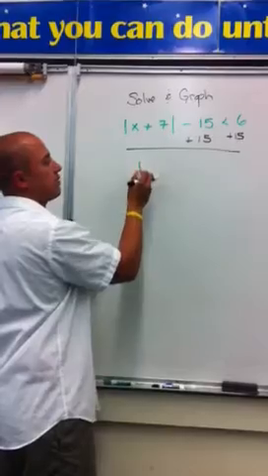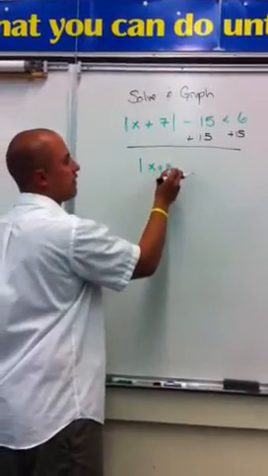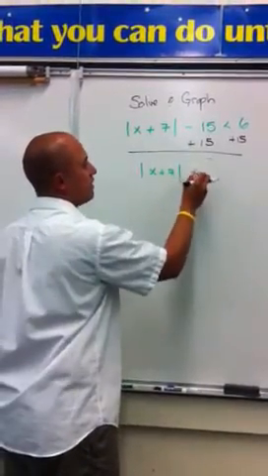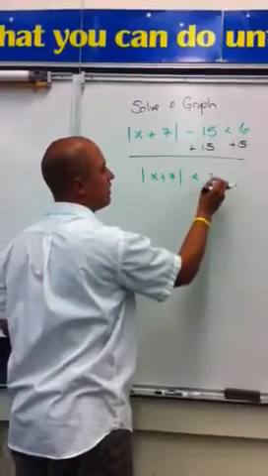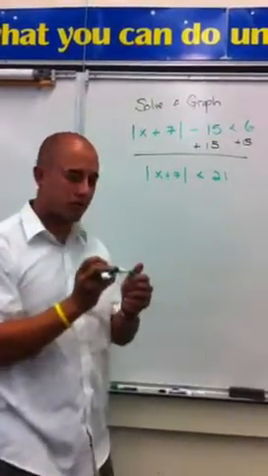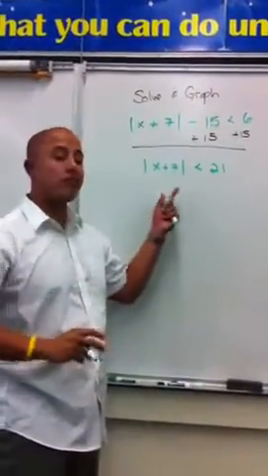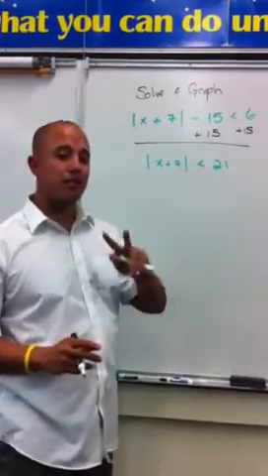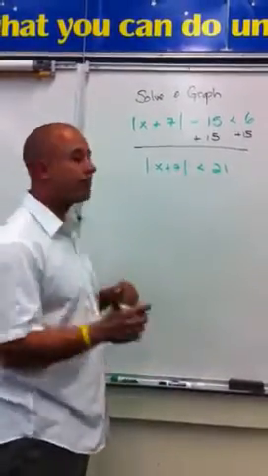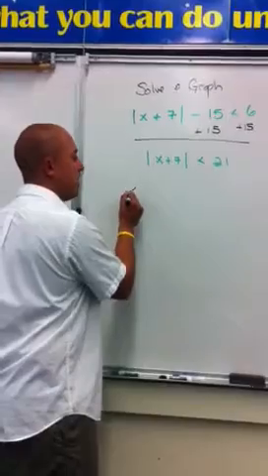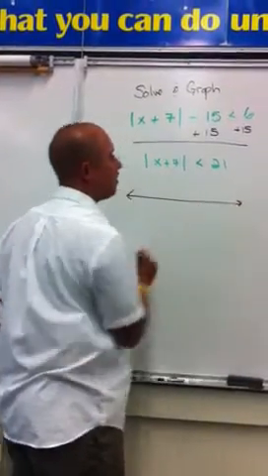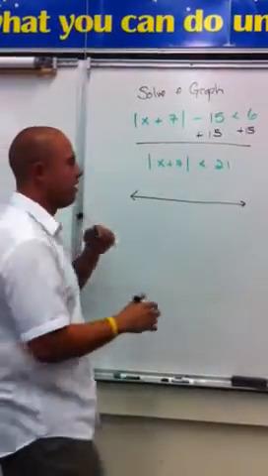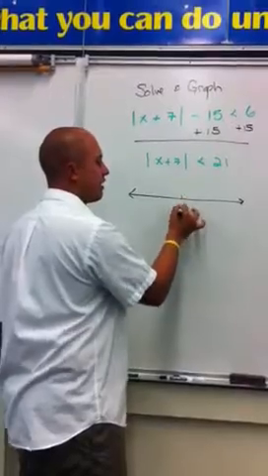And I should be left with the absolute value of x plus 7 is now going to be less than 6 plus 15, which is going to be 21. When I'm going to solve this, I'm going to end up writing two separate inequalities. But to write those two separate inequalities, I'm actually first going to draw this inequality, and this is going to help me understand what's actually going on right here.